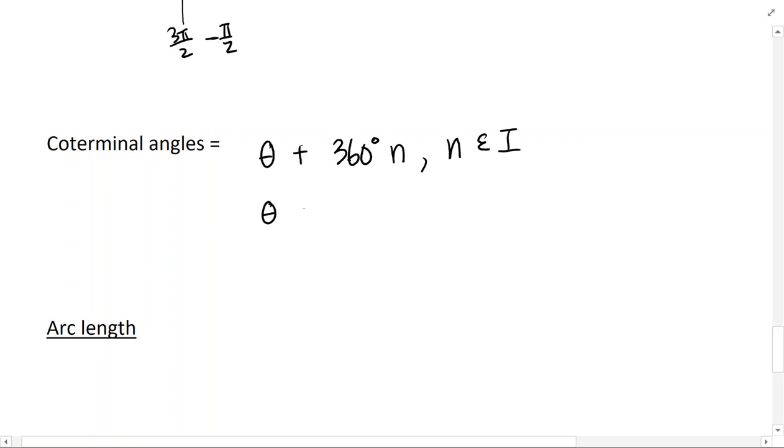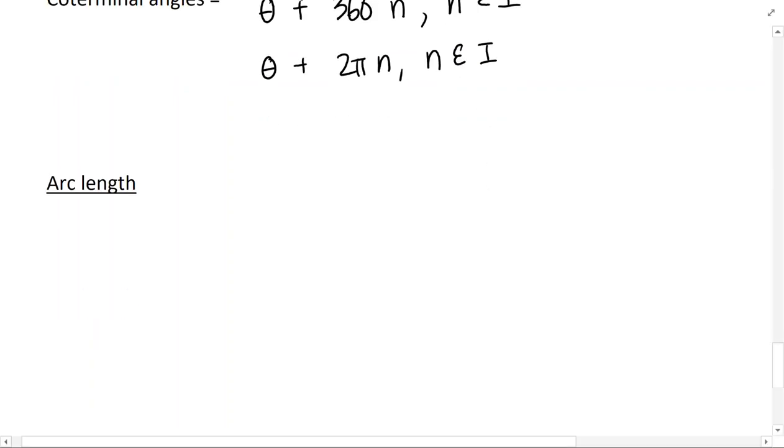Now, if we're not talking about degrees and need to talk about radians, instead of 360, you will be going 2 pi around. And again, n will be some integer, so you can go the full way around in either the positive direction or the negative direction.